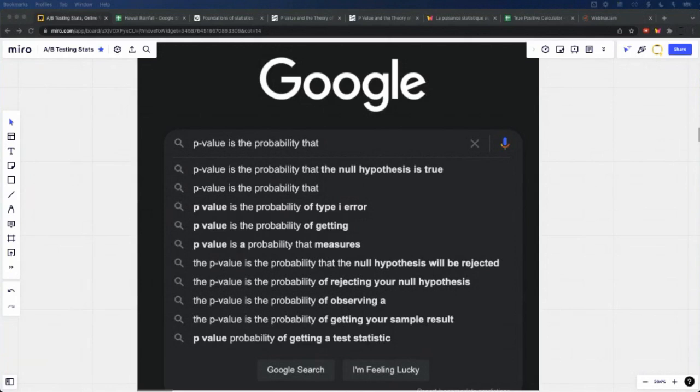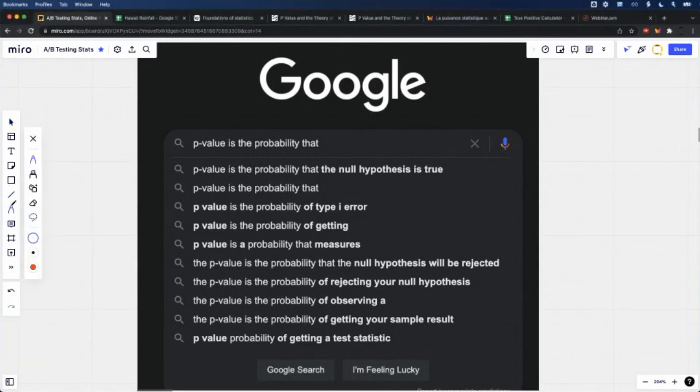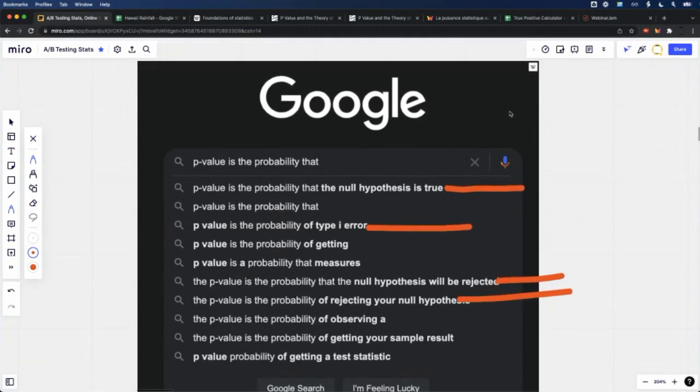So yeah, let's get back to the board. All right, so these are problematic definitions that show up everywhere: the probability that the null hypothesis is true, this one, and the probability of type 1 error, this one. These are all incorrect. None of these are actually correct. The correct one was the one that I actually showed.